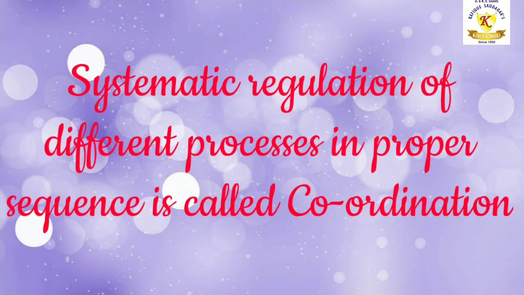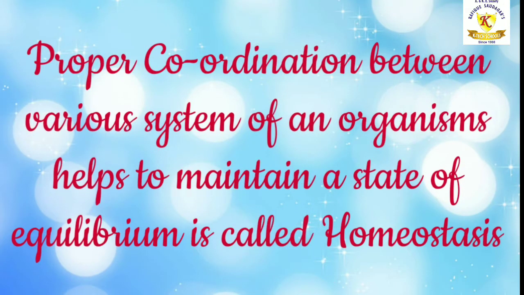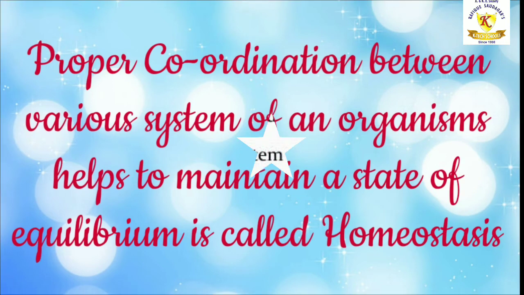Systematic regulation of different processes in proper sequence is called coordination. Proper coordination between various systems of an organism helps to maintain a state of equilibrium called homeostasis.